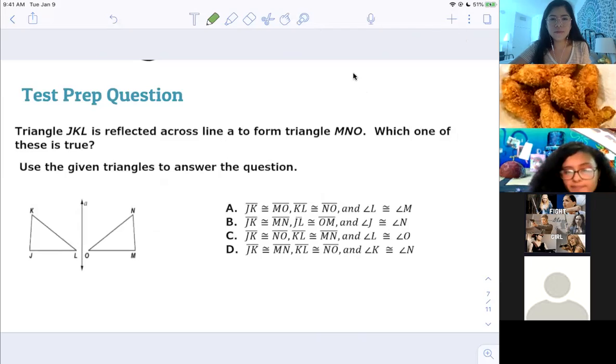Triangle JKL is reflected across line A to form triangle MNO. Which one of these is true? Use the given triangles to answer the question. Perfect. So here's a bunch of congruence statements. You have to pick the one where all 3 congruence statements are correct. I'm going to put 5 minutes on the clock, but it should not take you that long because this one's a pretty easy question.